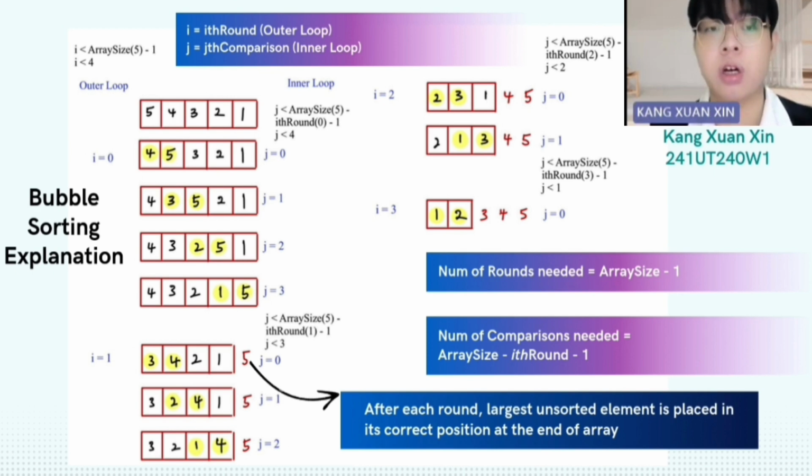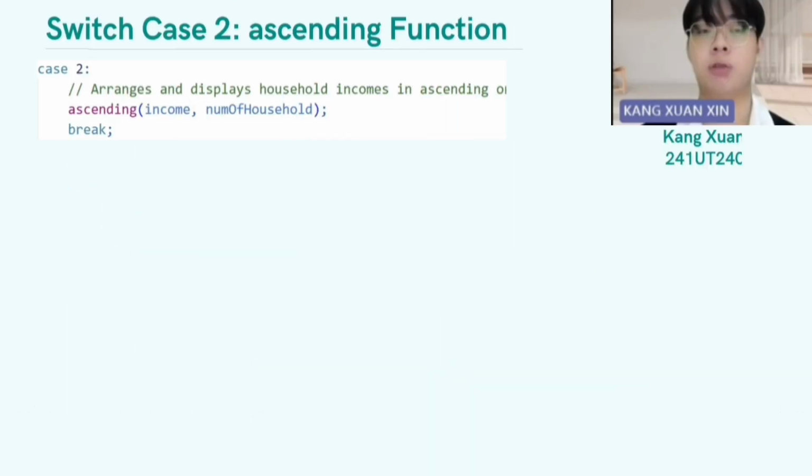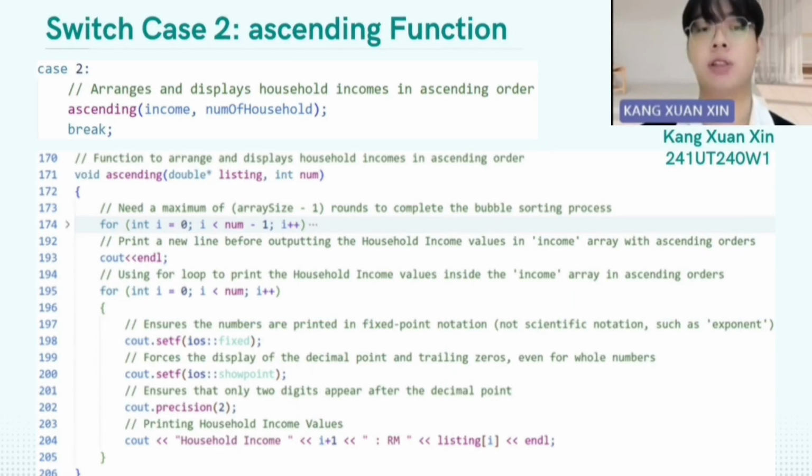Through this process, the bubble sort algorithm is able to reduce the number of unsorted elements in the array, and ensure that the entire array is sorted in ascending order by the end of the final round. This slide will show the second part of the ascending function definition.